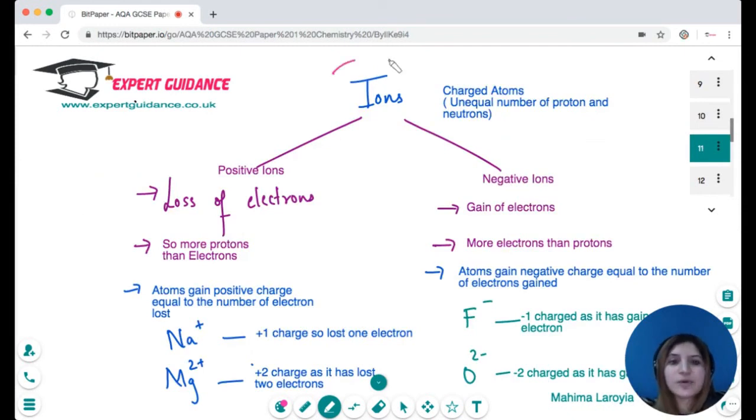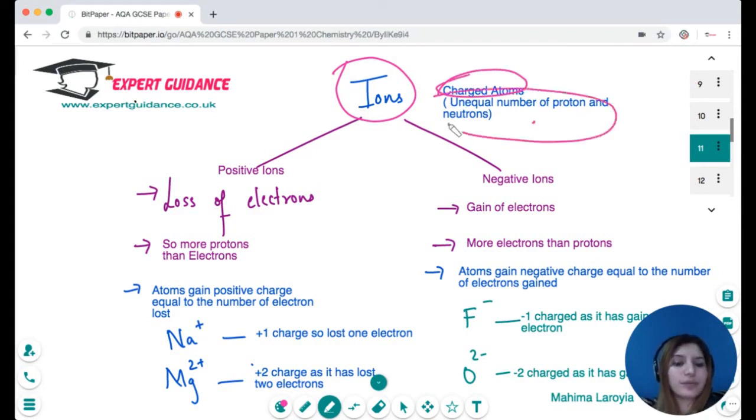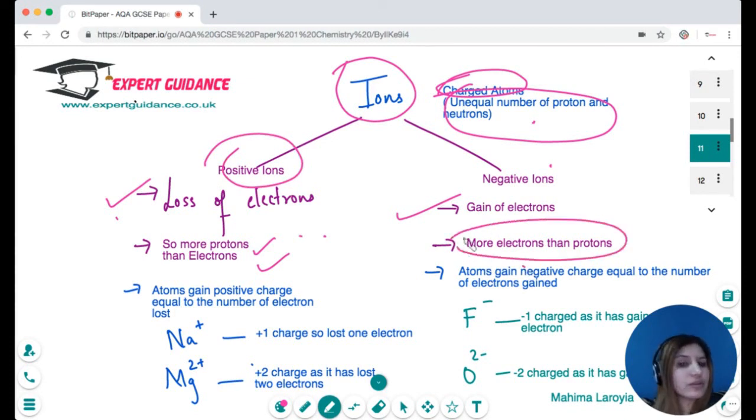Now let us move on to what ions are. Now ions are charged atoms. Charged atom means they have an unequal number of protons and electrons. And how does this unequal number of protons and electrons arise? Either by loss of electrons or gain of electrons. If any atom loses an electron, it will have more protons than electrons, therefore it will get a positive charge. And if any element gains an electron, it means it will have more electrons than protons. An atom that gains an electron will get a negative charge.